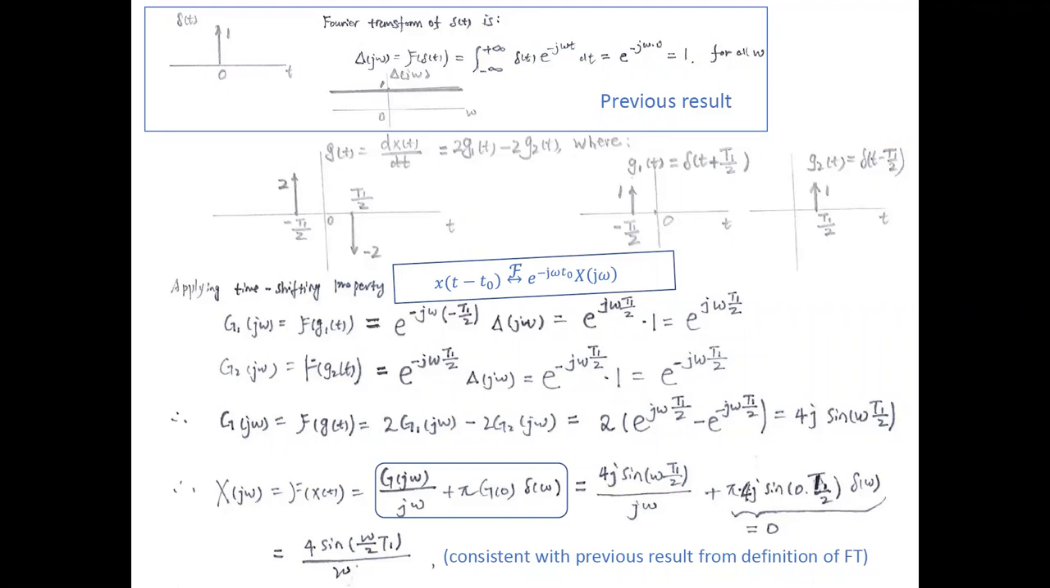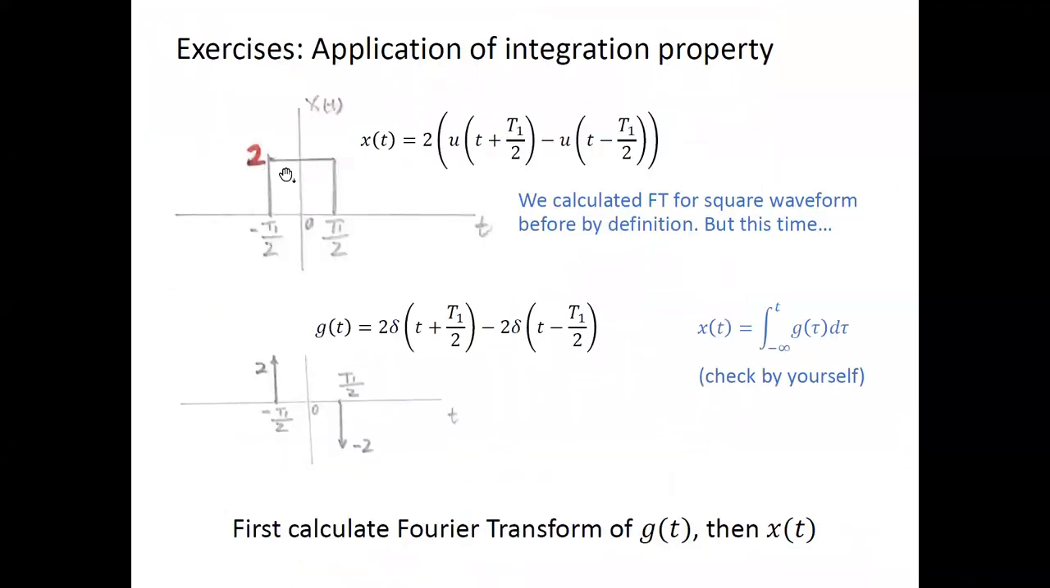Actually, it is consistent with the previous result, which we directly calculated from the definition of the Fourier transform. Right? The previous result is 2 times sine signal divided by omega, if you still remember. Here we have 4 because the height of this signal is modified to 2 from 1.